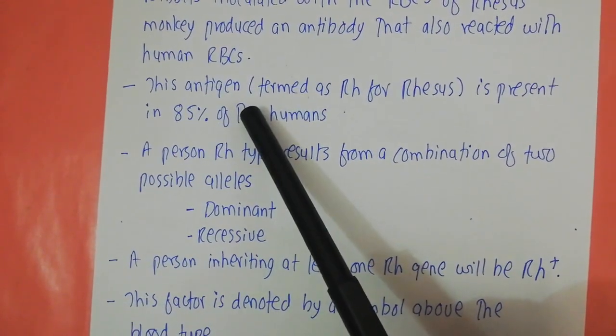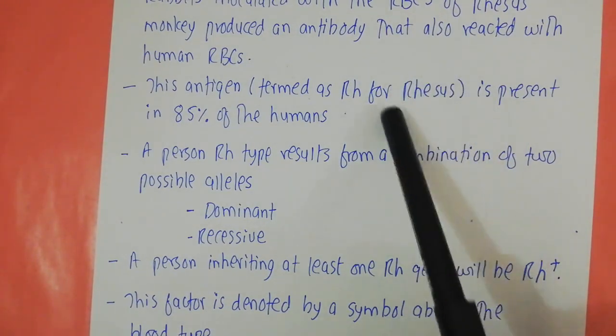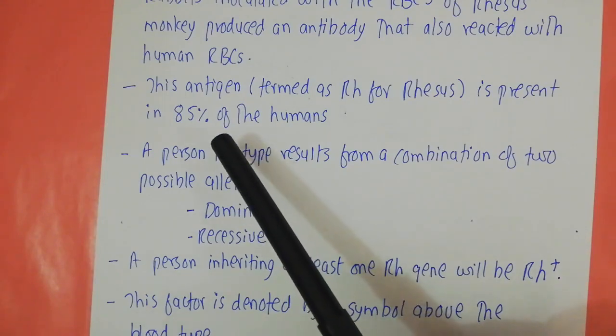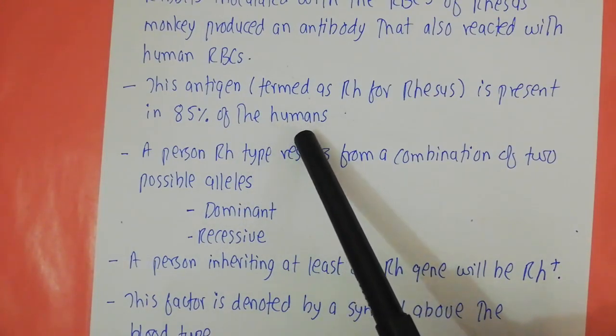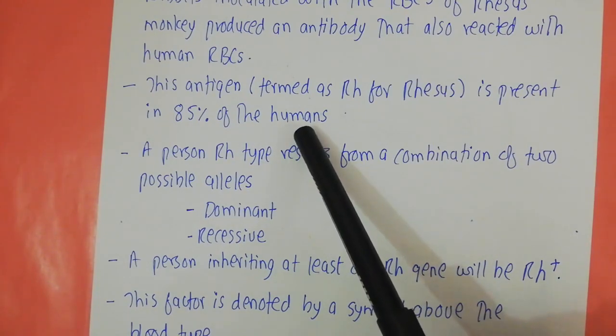This antigen is termed Rh for the rhesus monkey because it was discovered in the rhesus monkey. It is present on the red blood cells of 85% of human beings around the globe.